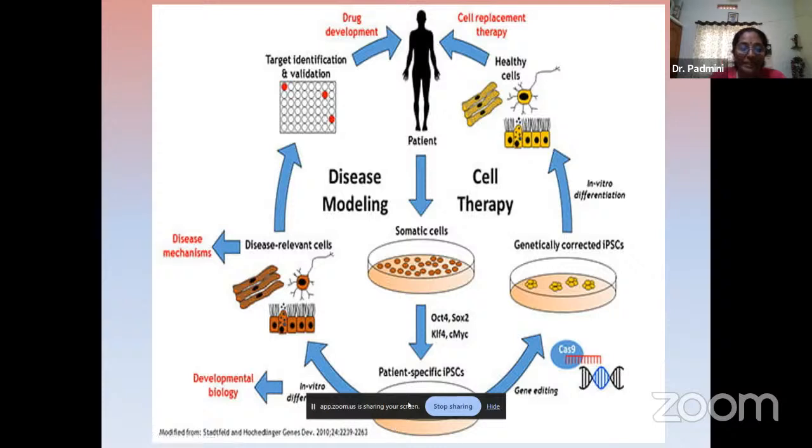In the other instance, you can also do in vitro differentiation, with the help of developmental biology and genomics. You can reverse the cells, that is, you can remove the problematic cell and induce a normal cell, and then add it to the patient for drug development, which will help the patient recover very fast. So these are two different models, disease modeling and cell therapy, where you can use induced pluripotent stem cells.